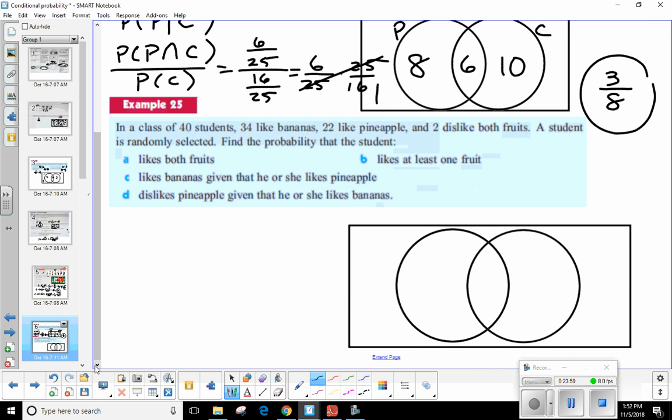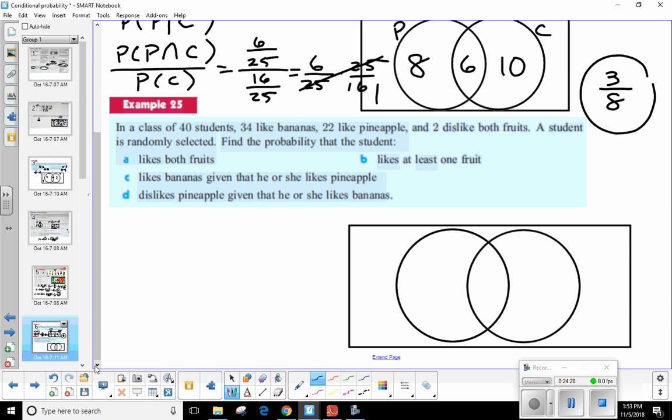Okay. In a class of 40 students, 34 like bananas. I find them very appealing myself. Appealing. Okay. 22 like pineapple. I tropic like it's hot. Tropic. I'm on a roll today. Telling you. Anyway. And 2 dislike both fruits. A student is randomly selected. Find the probability that the student, and then we have all these different scenarios here.